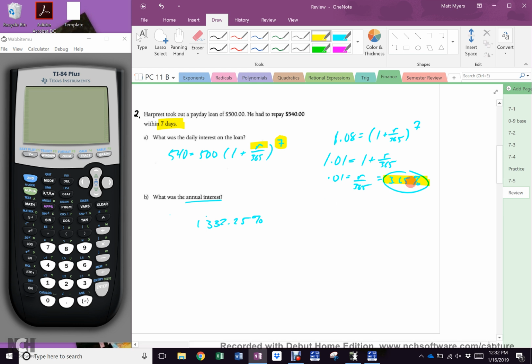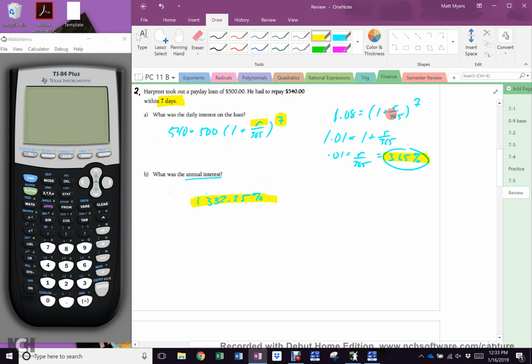If he had to do that over the course of the year, what do I got to do with the 3.65? Multiply by the 365 days in a year. That would be his interest rate. That's appalling. That's why payday loans are evil. You think, it's no big deal, I needed that $500. I needed it, man. I had to pay for this right away. I only got to pay back 40 extra bucks, no problem. Until you look at what it would be over the year. Right?